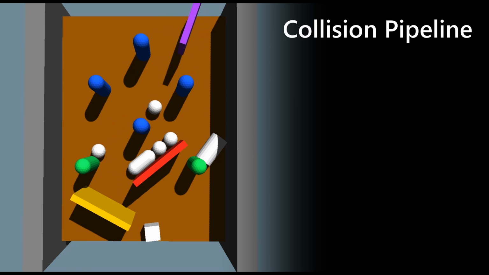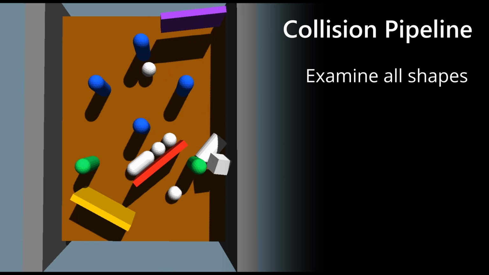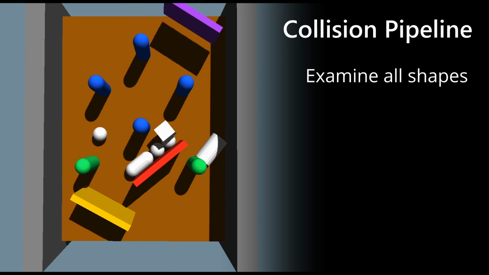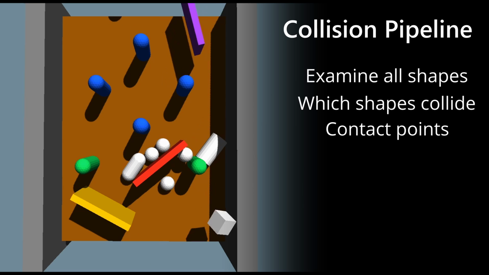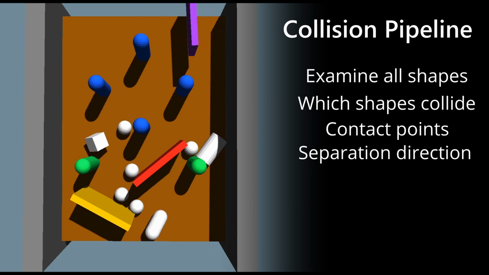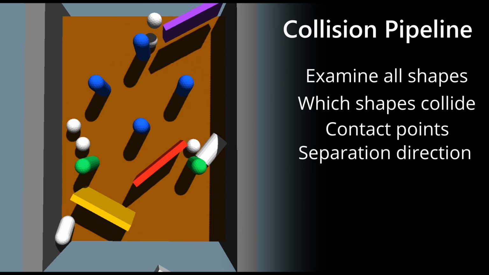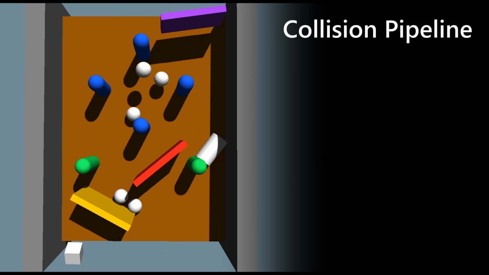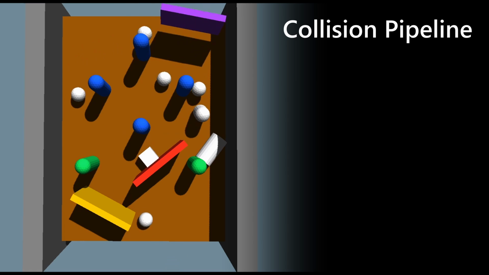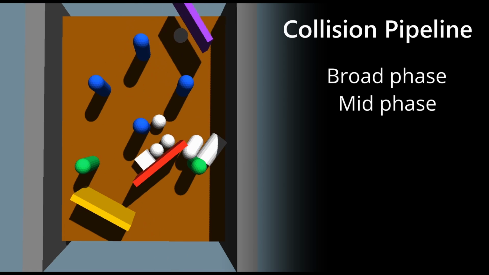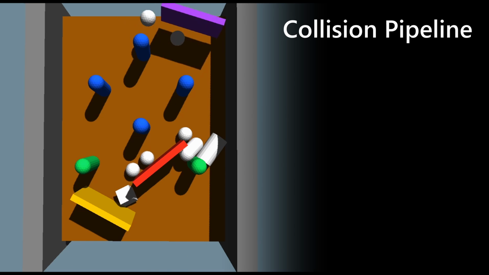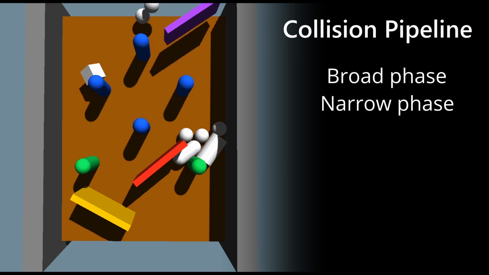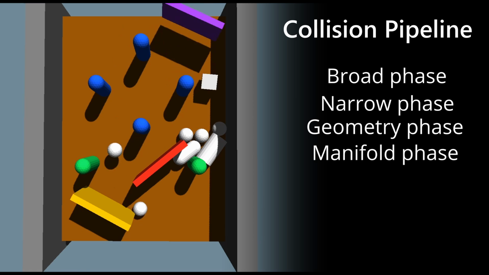The collision pipeline's job is to examine all of the active shapes in a scenario, figure out which pairs of shapes are colliding, where they're colliding, and their separation direction, or the direction that they should be pushed apart, their collision normal, same thing. Standard collision pipelines may have three or four phases, a broad phase, mid phase, narrow phase, and a manifold phase. Slingshot's pipeline is divided into broad phase, narrow phase, geometry phase, and manifold phase.